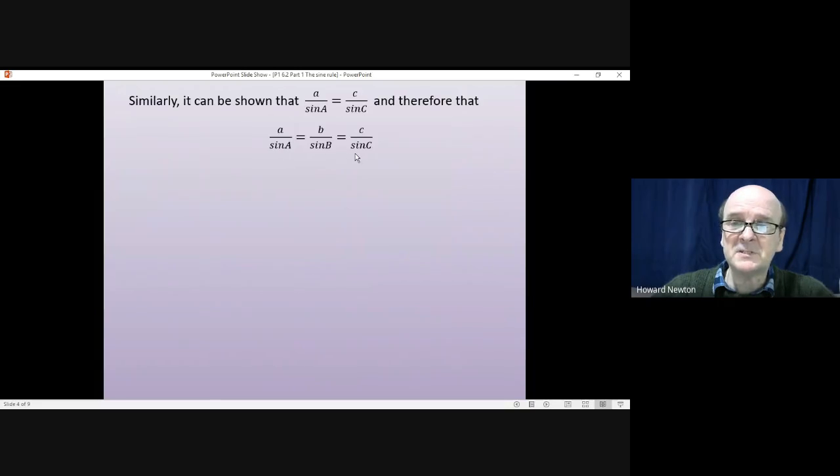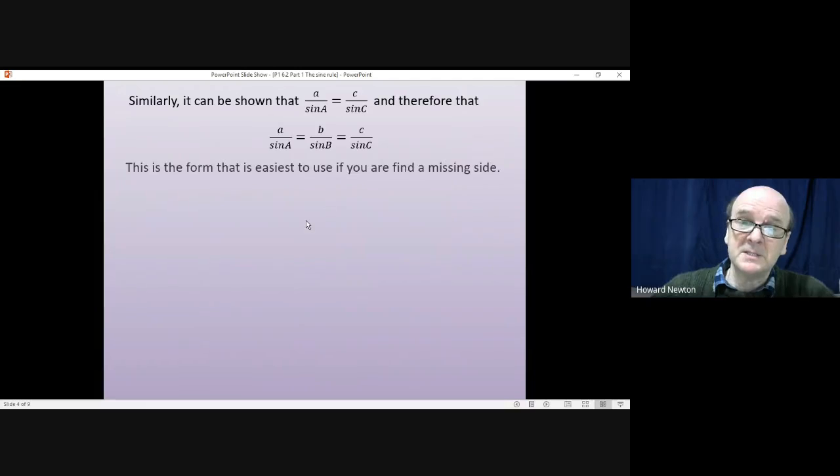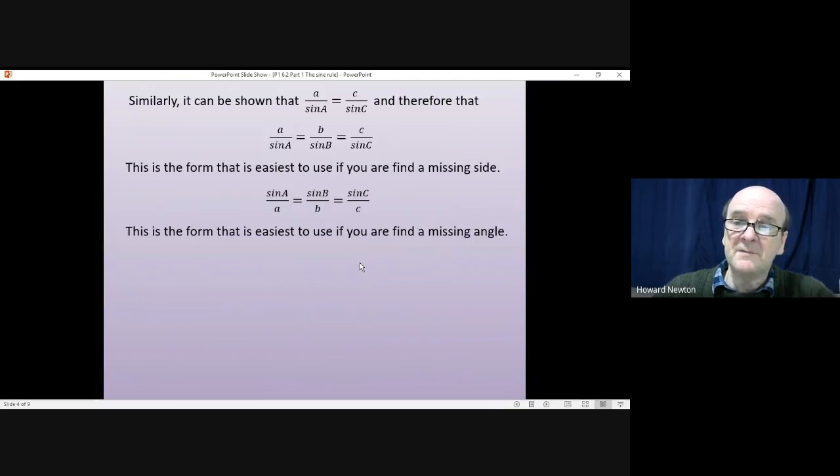Now this version of the sine rule here, where the sides are on the top, this is the easiest form to use if the question asks you to find a missing side. But we can turn all of these fractions upside down if we want to. And that's another way of stating the sine rule. Sine A over A is equal to sine B over B is equal to sine C over C. And when you write the angles on the top, well, that's the form that's easiest to use if the question asks you to find a missing angle.